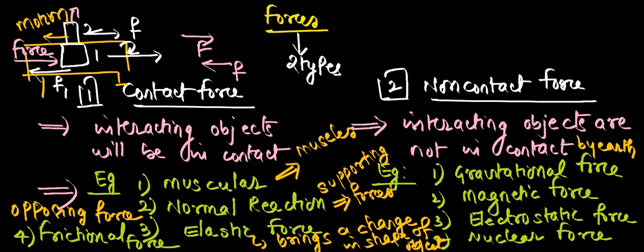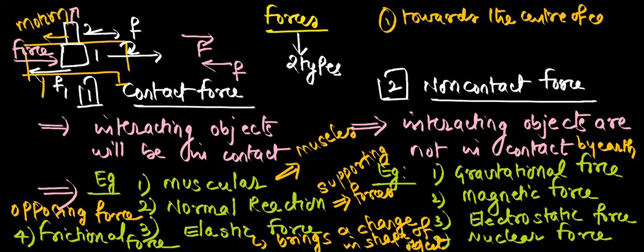Yes, ma'am. Okay. And what will be the direction of gravitational force? It will be towards the center of the earth. You have studied in social, right? Earth is made up of three different layers: crust, mantle, and core. So again, in the core, the center point we have to consider. Always the direction of gravitational force is towards the center of the earth.